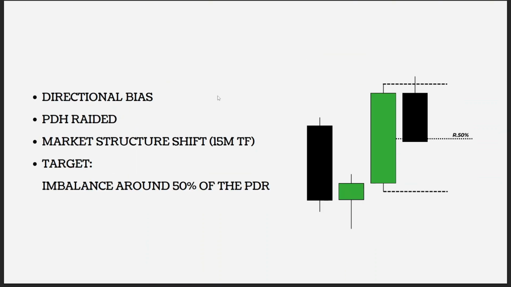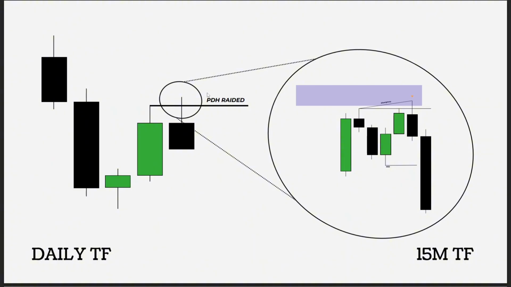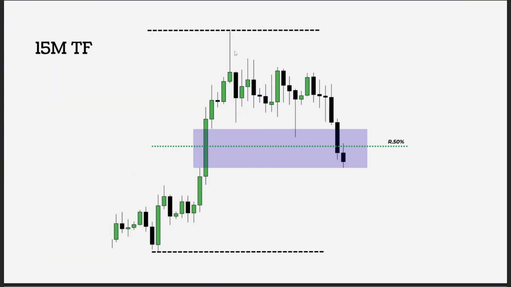I've determined my directional bias to be trending, to be declining. Now I'm looking for the previous day's high to get swept. Just as price raids that previous day's high, I will jump to the 15 minutes time frame and start looking for a structure shift. So I'm going to now target the 50%. So this is how it will look like on the 15 minutes time frame. This is the previous day's range low. This is the previous day's range high. So we are taking our profit at 50% of it, around this place, at an imbalance at 50%.